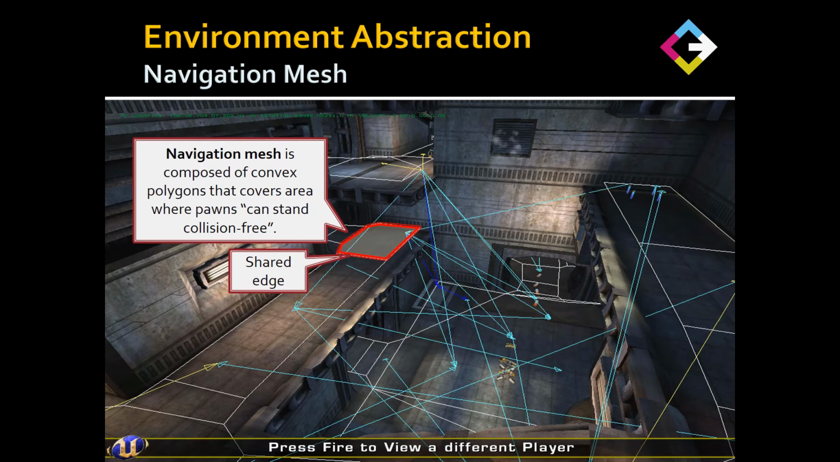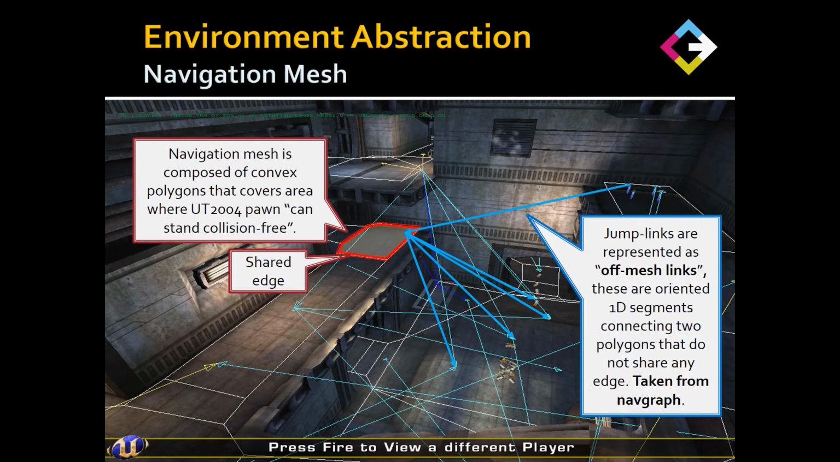The idea of navigation mesh is to cover the floor with convex polygons. Convex polygons have the desirable property that a segment that connects any two polygon points lies within the polygon itself. Therefore, it is easy for a bot to navigate inside a polygon.